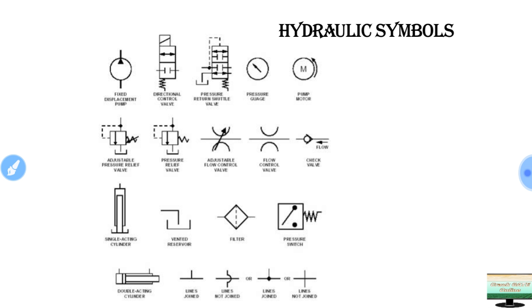So either we have to remember these hydraulic symbols, how the hydraulic symbol of a pump looks like, or how the relief valve symbol looks like, or how the actuator looks like. Or there is another option: we have to understand the hydraulic symbol. Why is the symbol like this?